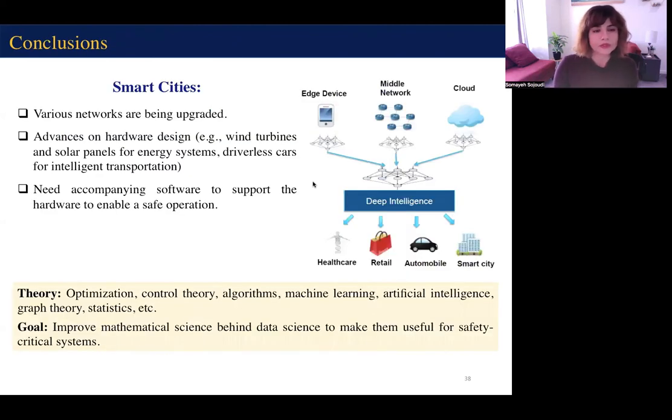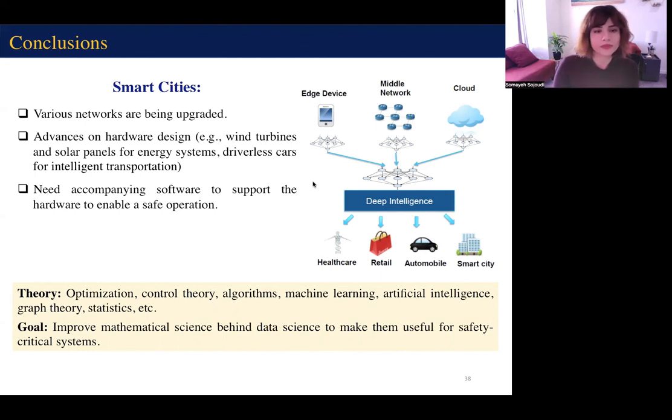Dialing back to the beginning of the talk, we are moving towards the smart cities where various networks in each city are being upgraded. The upgrade is happening on both hardware and software systems. We've had a lot of advances on hardware design, such as wind turbines and solar panels for energy systems and driverless cars for intelligent transportation. However, we need to have accompanying software to support the hardware and enable a safe operation. This needs advances in computational and data-driven methods for complex systems.